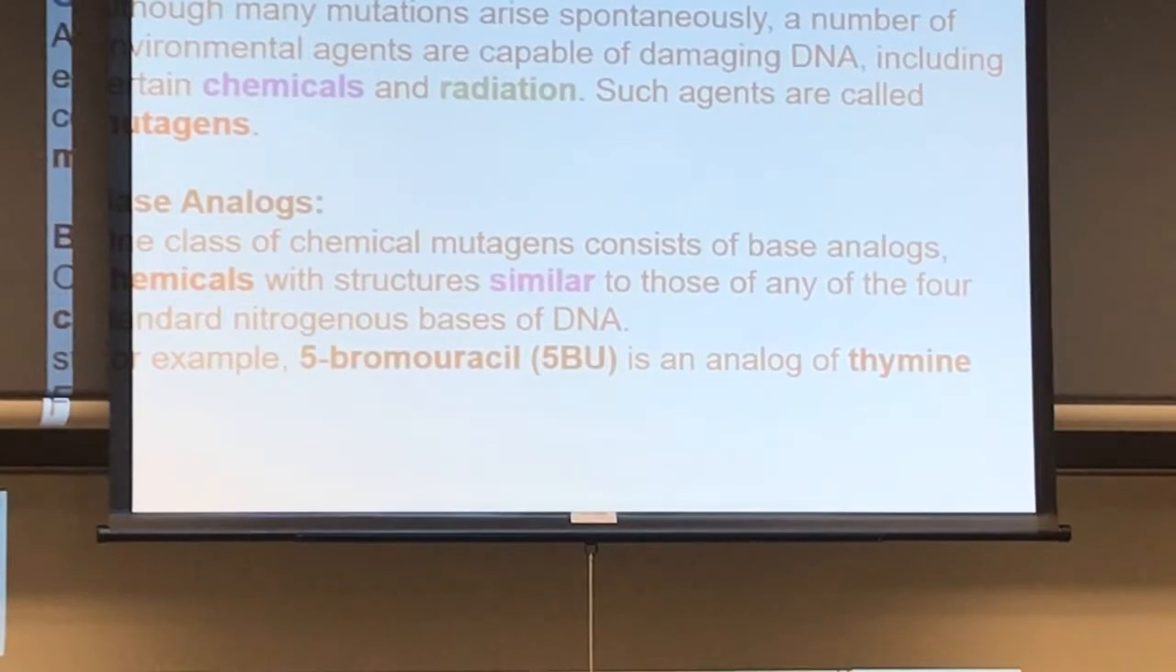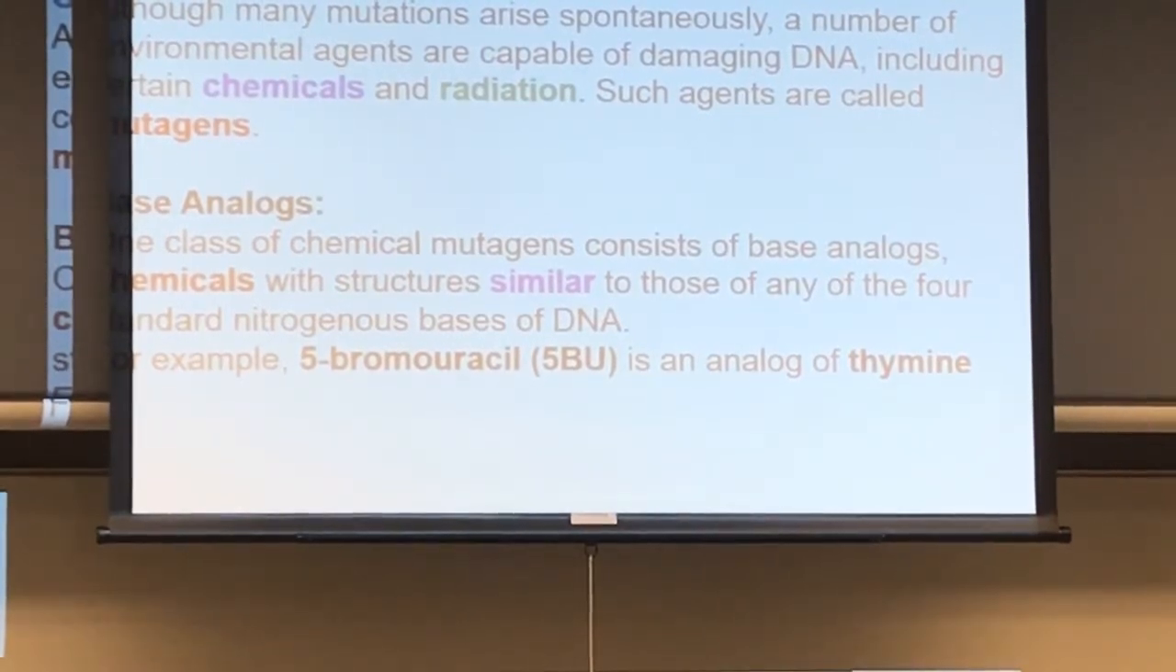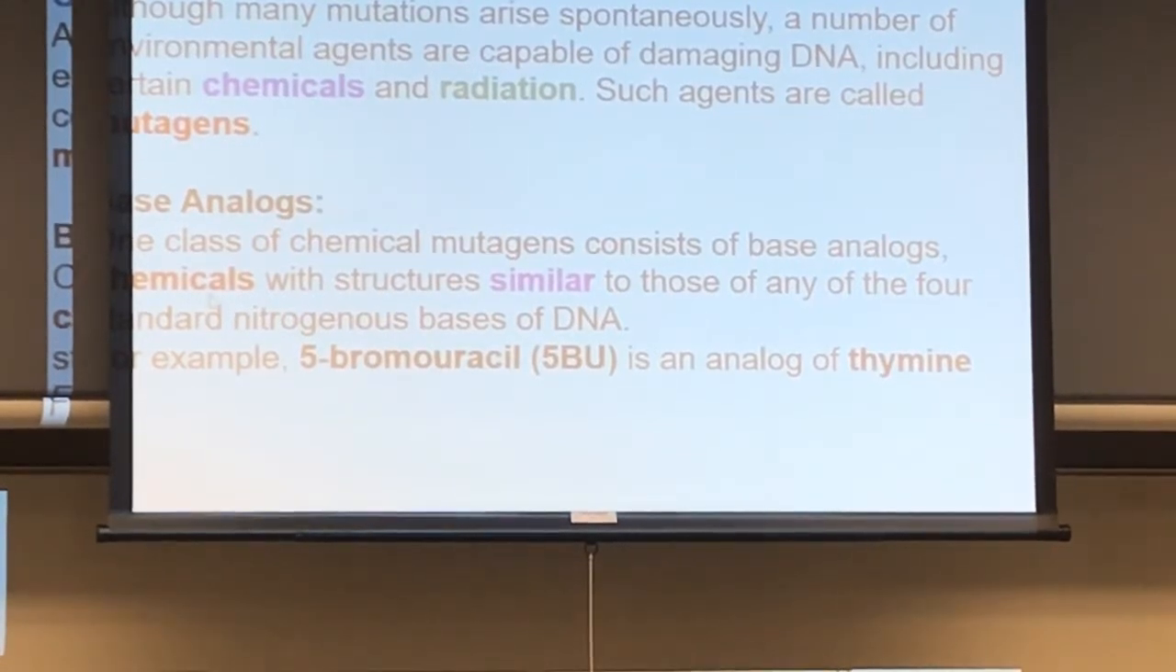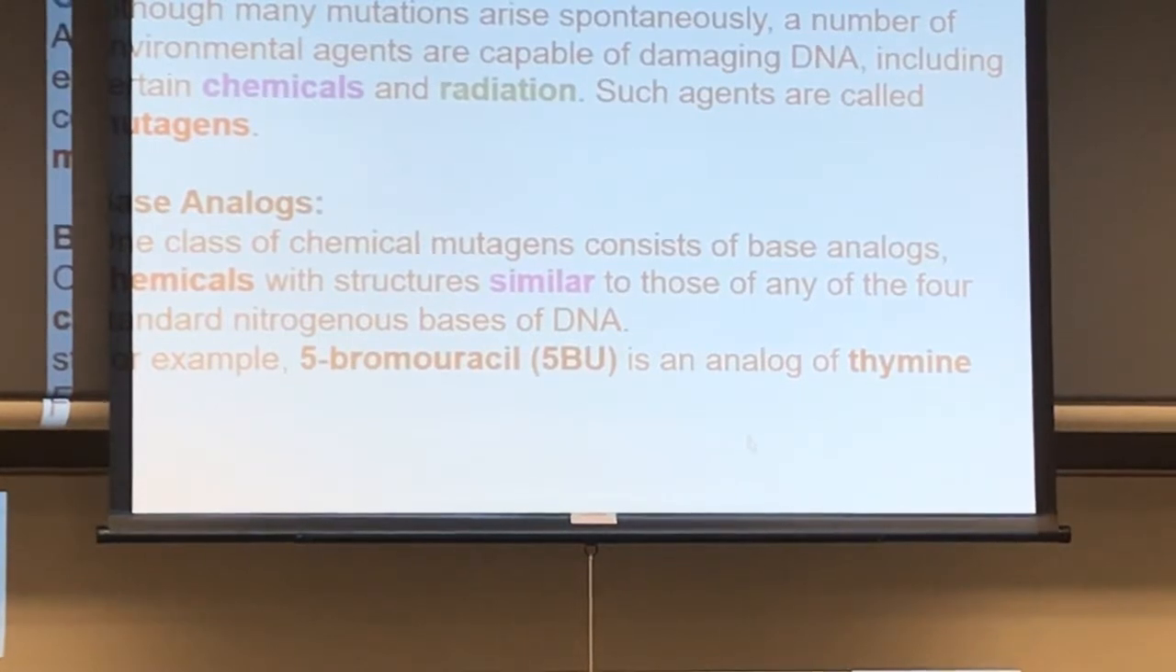So chemicals and radiations can also cause mutations. Let's look at some examples. One example is base analogs. There are some bases which are not nucleotide bases, but they look like nucleotide bases. One good example is 5-bromouracil. This is not uracil, it's called 5-bromouracil. 5-bromouracil looks like thymine. It is an analog for thymine.